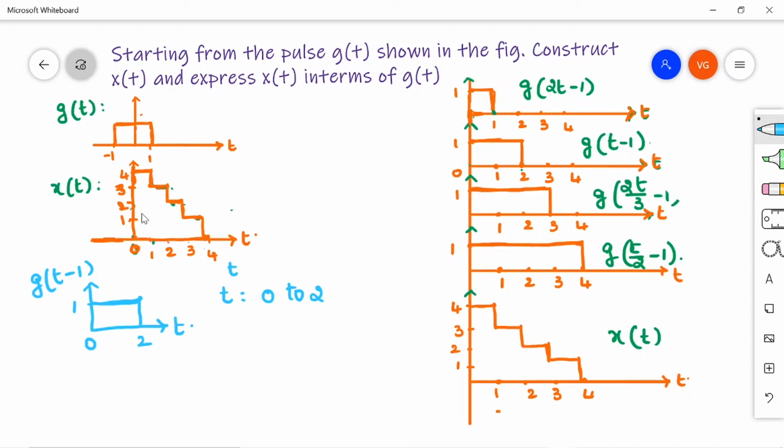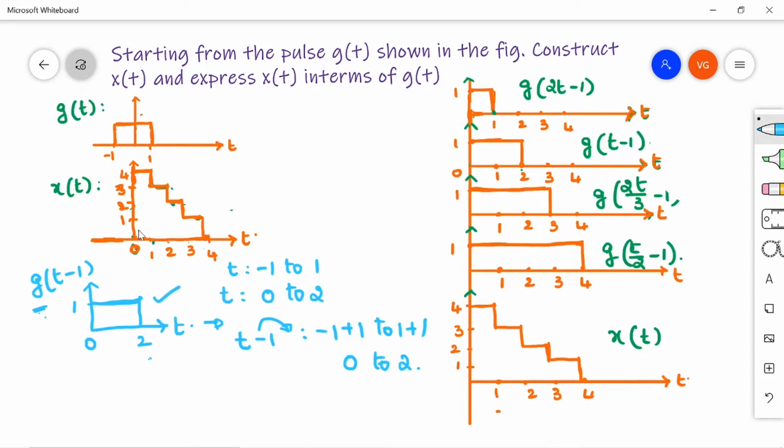Initially it has a range of minus 1 to 1. As I am taking t minus 1, this minus 1 will go to the other side. Minus 1 plus 1 to 1 plus 1 means 0 to 2. The new range here is 0 to 2 for the signal g of t minus 1. Now check whether g of t minus 1 is present in x of t or not.